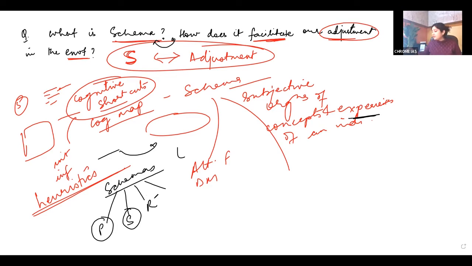Then you have schemas about certain roles. Right? What behavioral expectations different roles have. What is the schema of a teacher? What is the schema of a doctor? Schema of a mother, that what roles they have to carry, right?